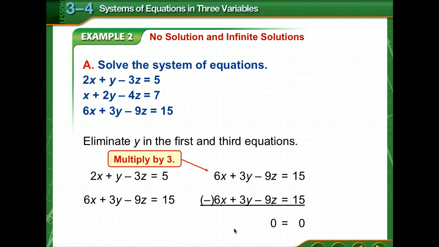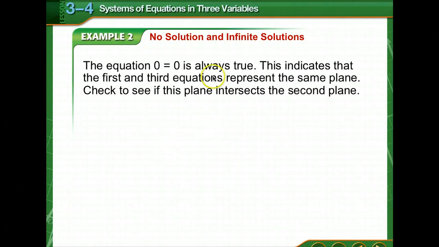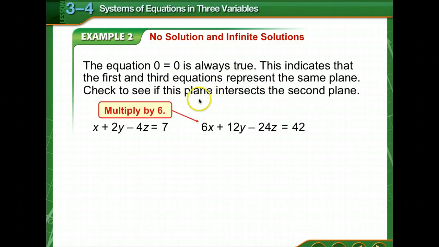Wow, we get 0 equals 0. Is 0 ever equal to 0? Well, only all the time. So the equation 0 equals 0 is always true. This indicates that the first and third equations represent the same plane. So let's check to see if the plane intersects the second plane.